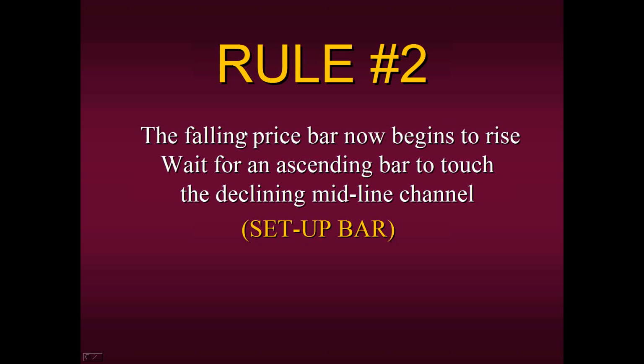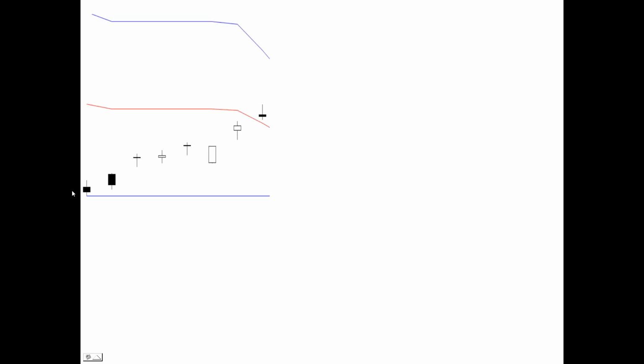All right, rule number 2. We're going to see price fall, but it now starts to rise. This is called our retracement or our pullback. So we wait for an ascending bar to touch the declining midline channel. This is our setup bar. So once again, as price kind of sells off and starts to touch or hug this bottom line, then it will start to rally. And we just simply wait for that rally for it to either touch, intersect, or even trade entirely above. This is a more conservative approach.